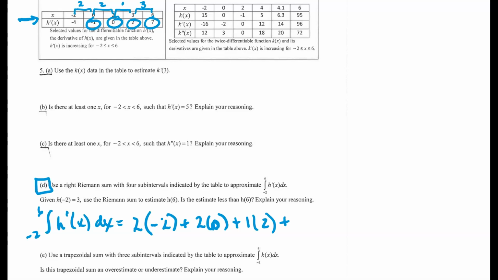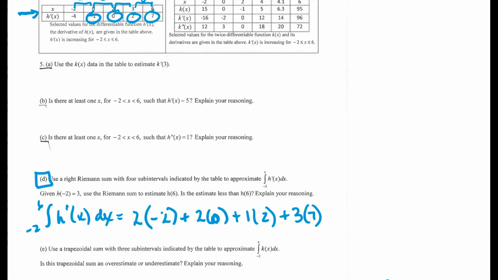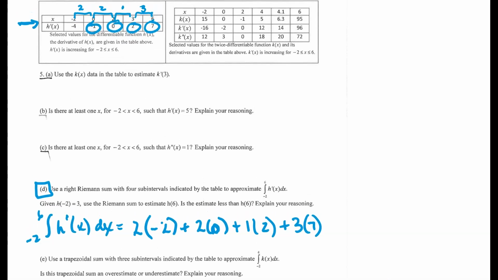And 3 times 7. All right, now, given that h of negative 2 is 3, use the Riemann sum to estimate h of 6. First fundamental theorem again. So we know that this value, which let's go ahead and find it, negative 4 plus 2 is negative 2 plus 21 would be what, 19? That look good to y'all?